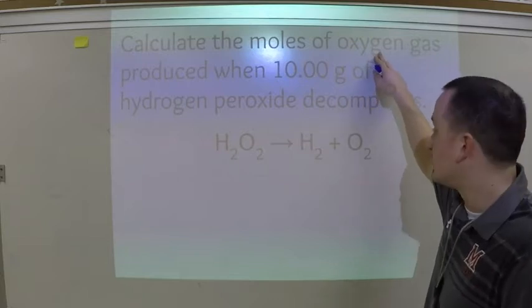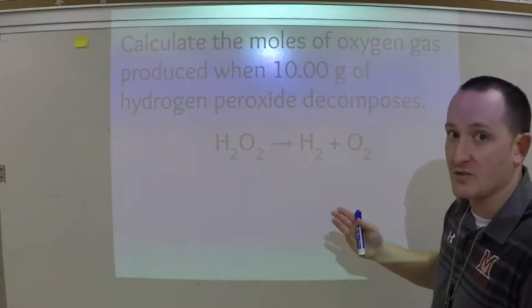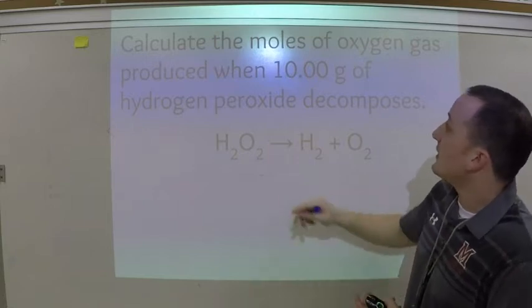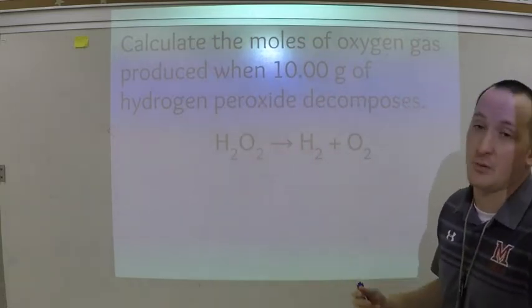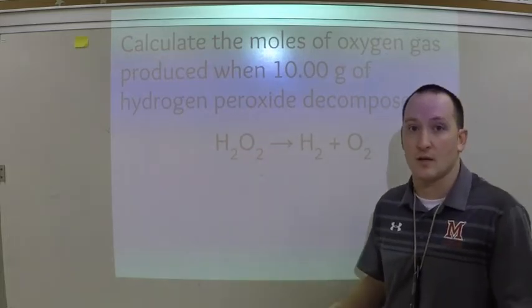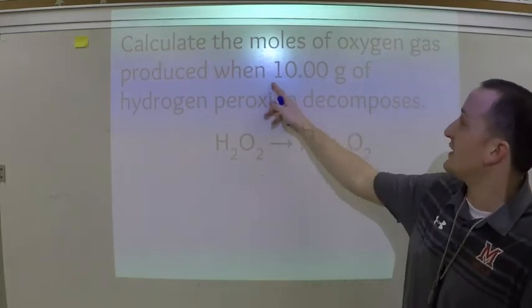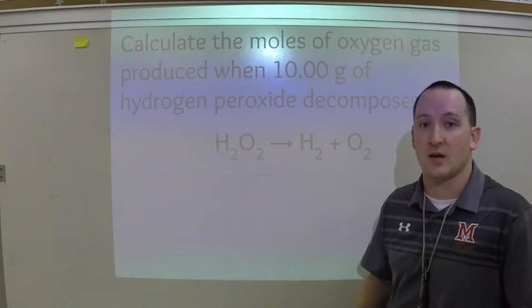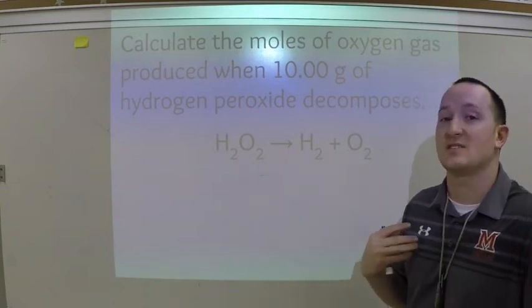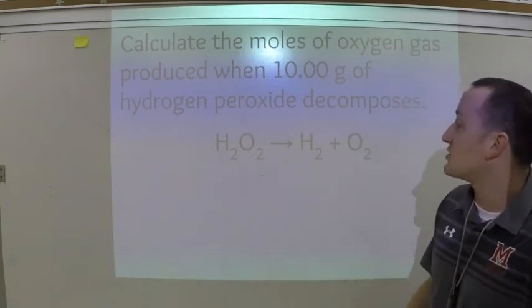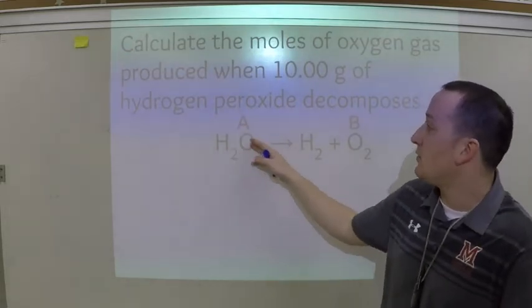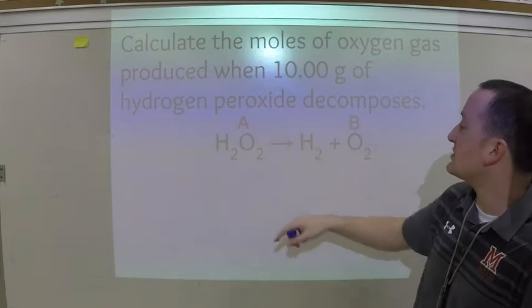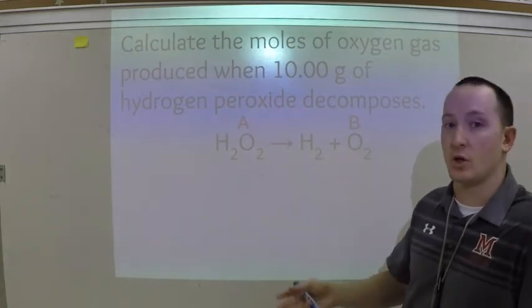We're looking for oxygen, so you have to find oxygen in your equation. Then that will be produced when 10 grams of hydrogen peroxide decomposes. So we have to find our hydrogen peroxide. It gives us a gram amount of hydrogen peroxide. So that's going to be our substance A, and our oxygen will be our substance B. Again, A is what we're given. It gave us grams of hydrogen peroxide. B is what we're looking for.